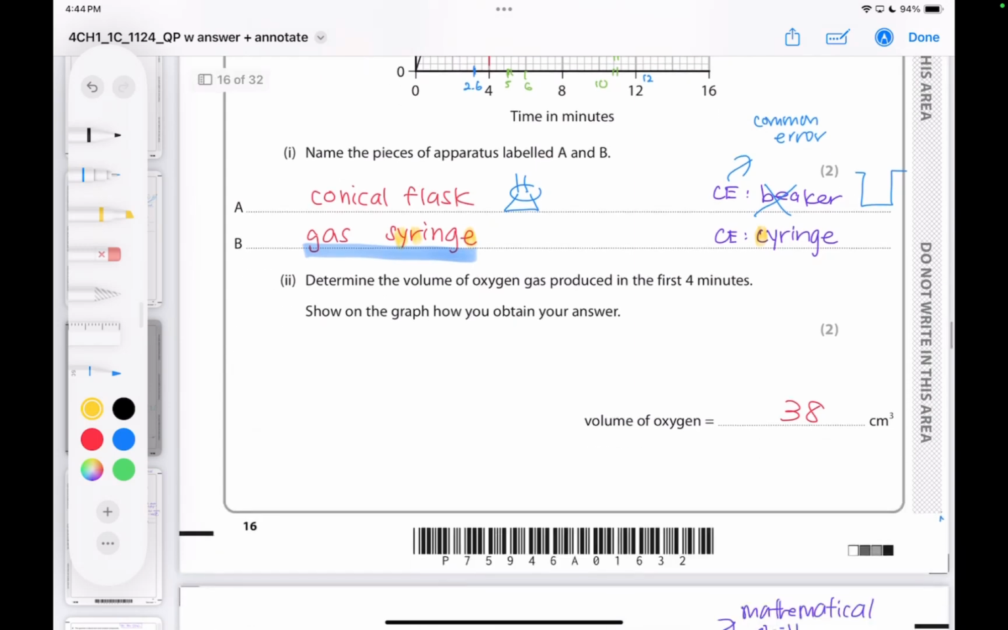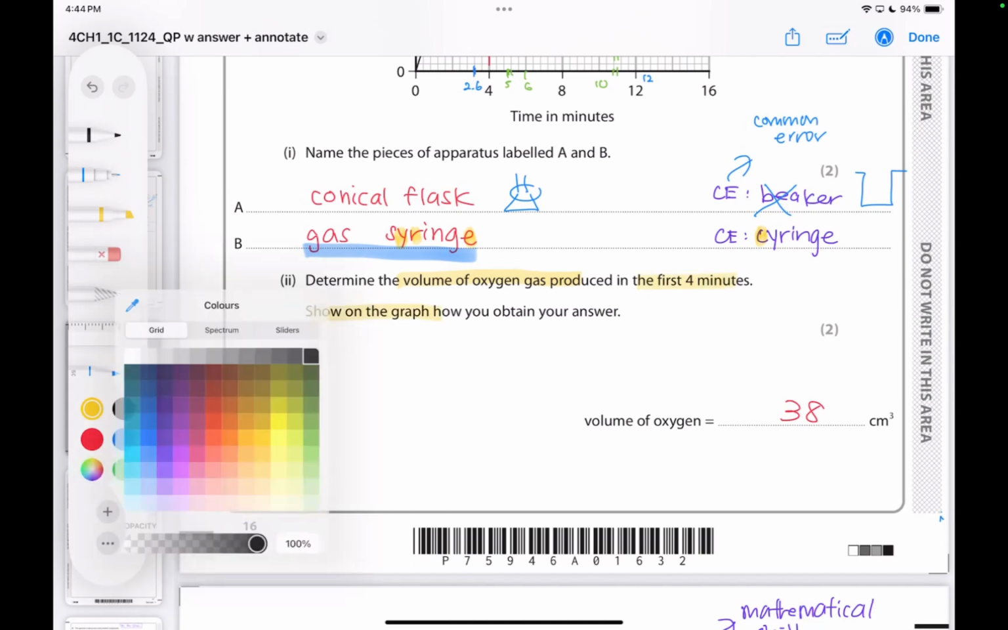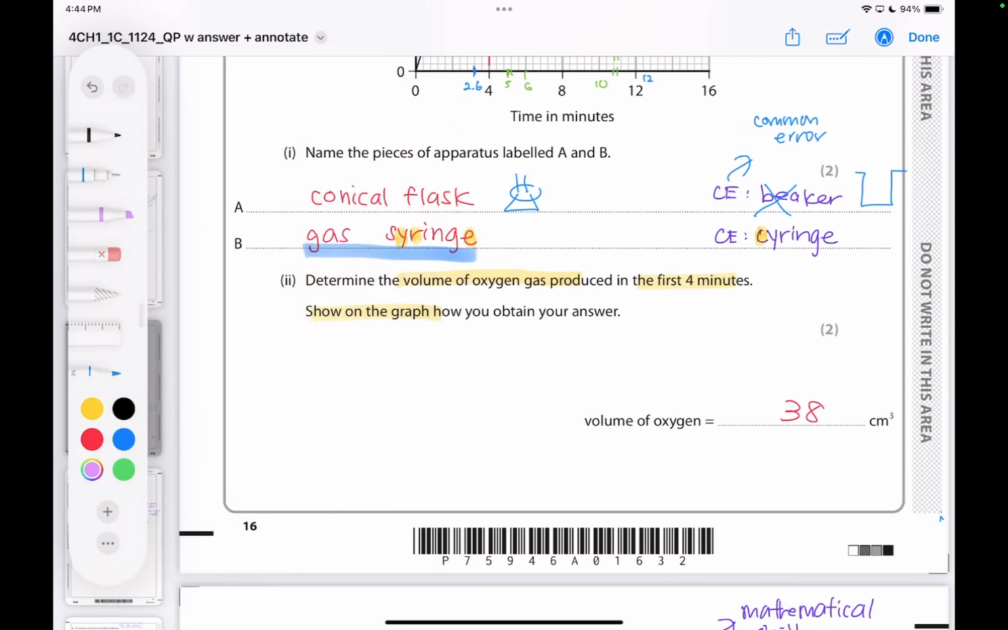Okay, all right. Next one, we're trying to look for the volume of gas produced in the first 4 minutes. Show on the graph. I cannot emphasize this enough. If you're asked to show on the graph, you need to annotate.